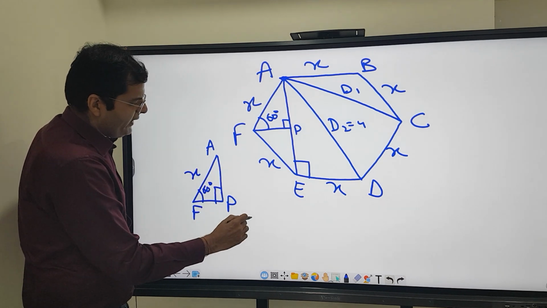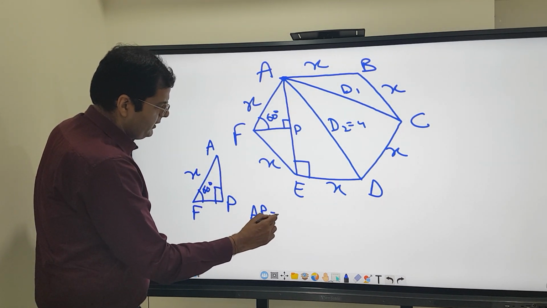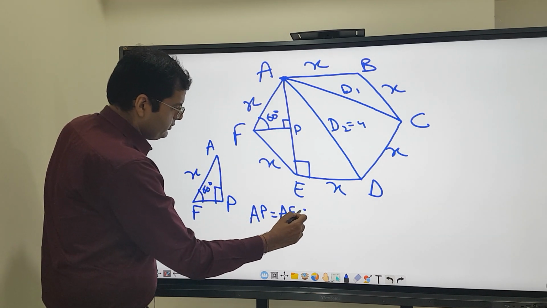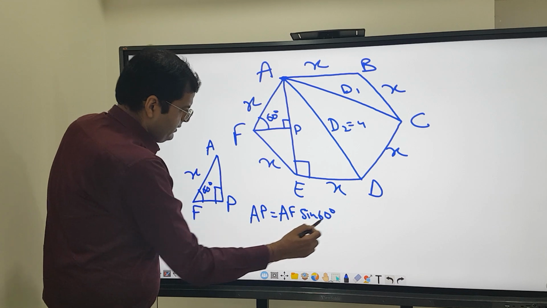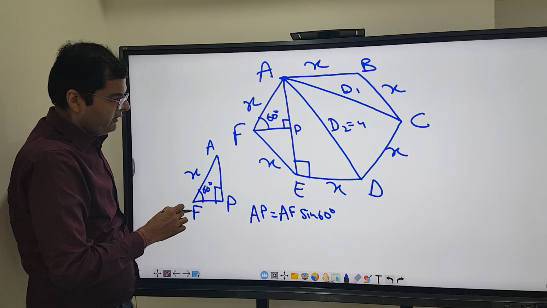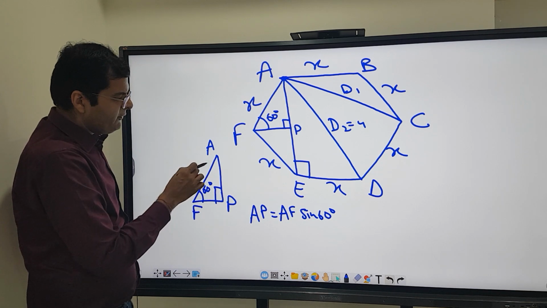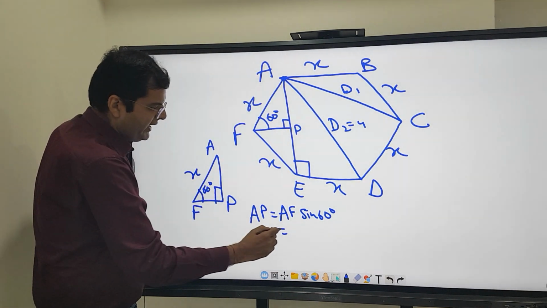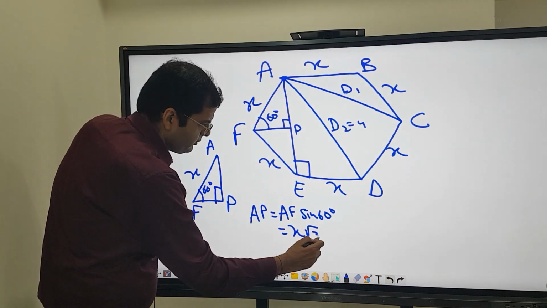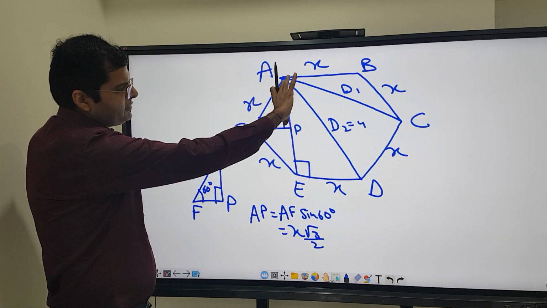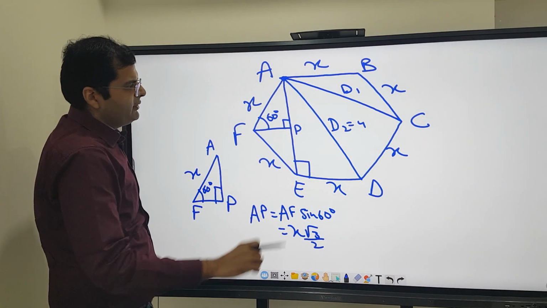AP I can then find out. AP will be equal to AF into sine 60 degrees, because sine 60 degrees is AP upon AF. So AP is AF into sine 60 degrees. AF, which is this side, is x, and sine 60 is root 3 by 2. So AP comes out to be x into root 3 by 2.